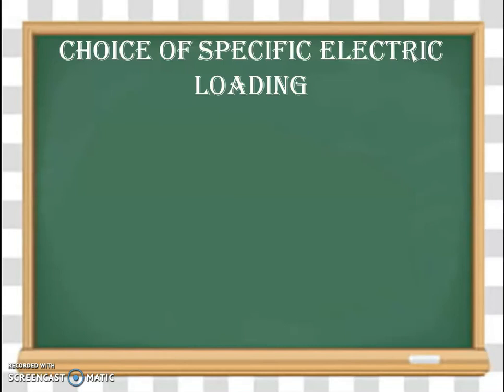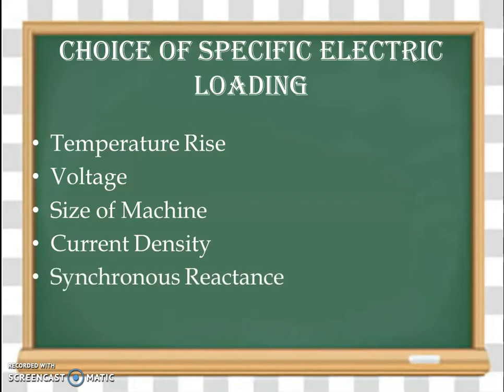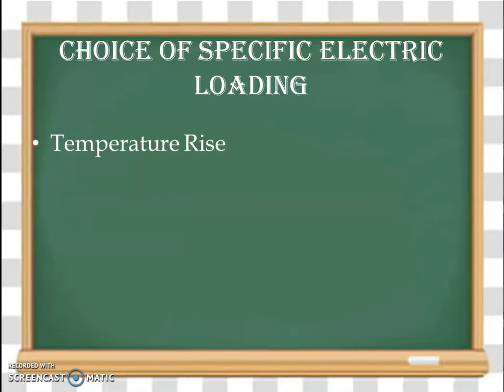In the same way, there are certain factors which affect the choice of specific electric loading, like temperature rise, voltage, size of the machine, current density, synchronous reactance, and stray load losses. So we'll study all the parameters one by one. We start with the temperature rise.